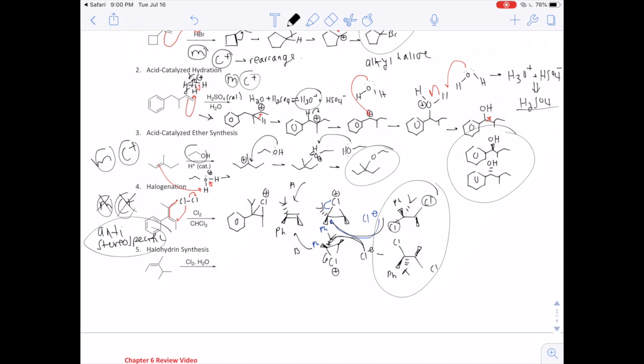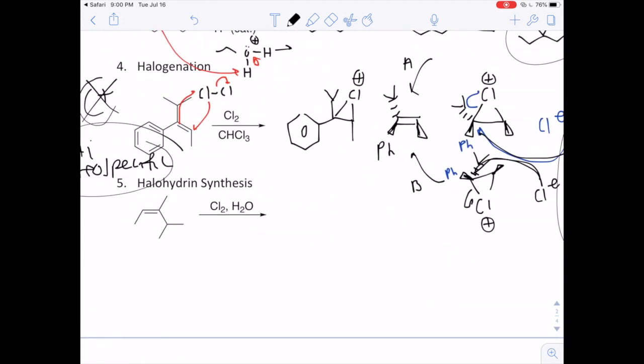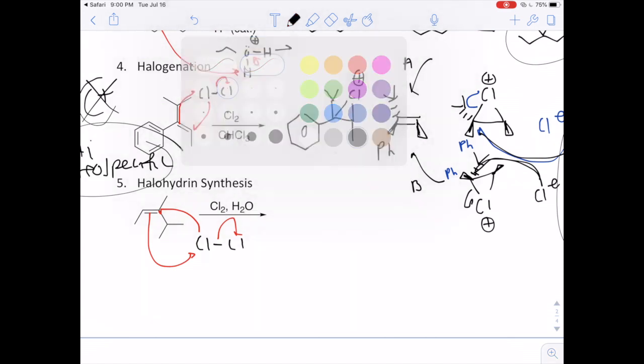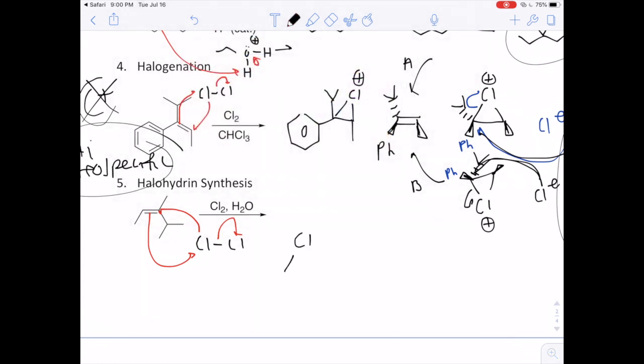So halohydrin synthesis follows the exact same mechanism as above, but now we're going to have water come into play. Okay, so recall we're going to have that first single-step concerted mechanism. So I can just draw chlorine over here, and our mechanistic arrows would be the pi bond grabbing a chlorine, and then that's going to cause that chlorine to break. But that chlorine is going to come back and form a bridge. So we can rationalize that our two main intermediates are going to be something that looks like this, and something that looks like this.